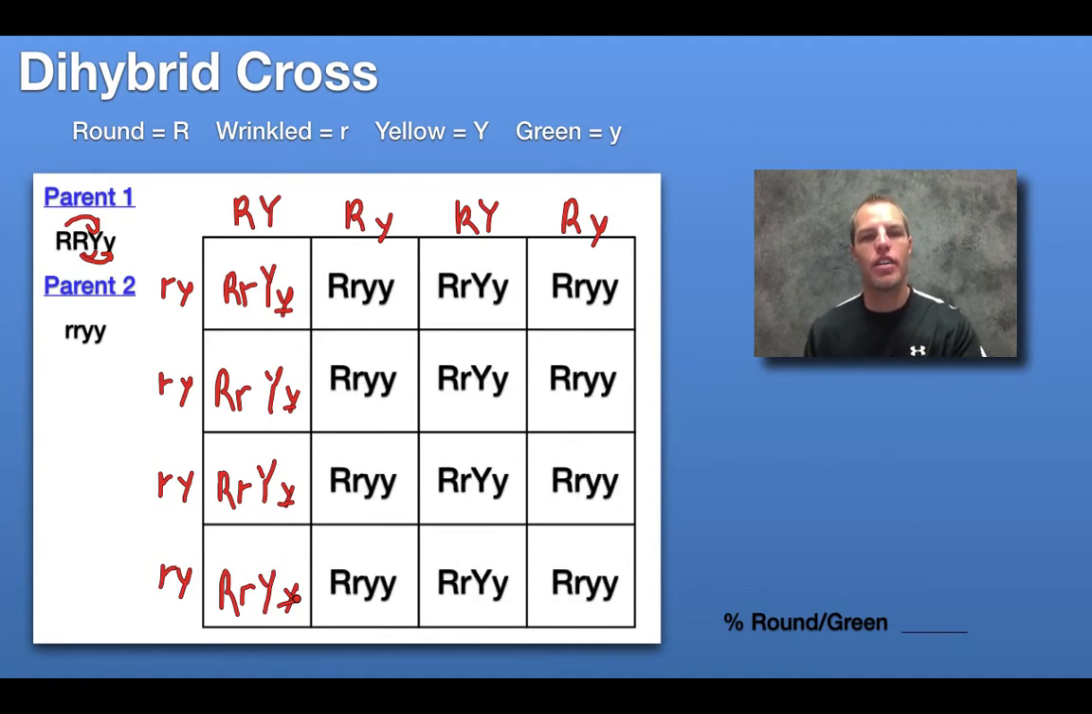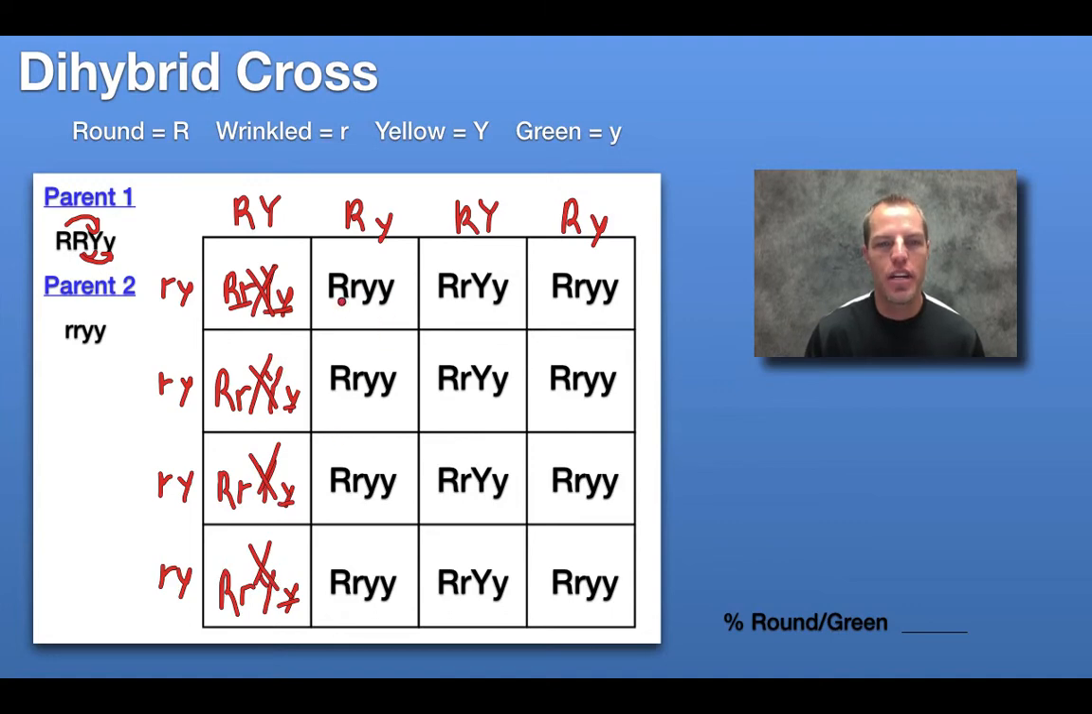Once you have your box filled in and you've dragged and dropped, now you just analyze. And so what I have here is I'm looking for the ones that are round and green because I want to be able to predict the probability of that outcome. So these are the possible offspring that will result from those parents. And so if we look at this first set of boxes, they're all the same. And so this one's going to produce a round and yellow offspring. So those aren't what we're looking for.